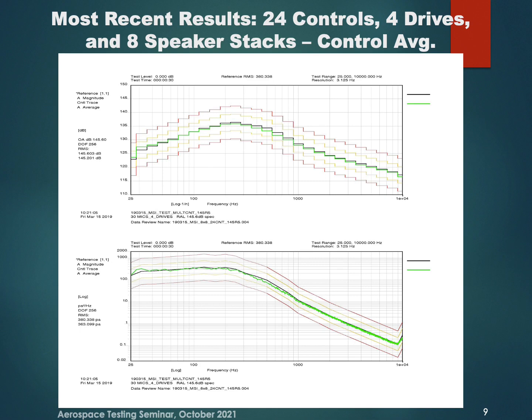Now, more recently, we've done performance using fewer speaker stacks. Here I'm showing you the average control results of using 24 controls, 4 drives, and 8 speaker stacks as compared to the 15 speaker stacks that were shown earlier. Again, the control response is close to its respective reference in both third octave and narrowband formats within a few tenths of a dB.